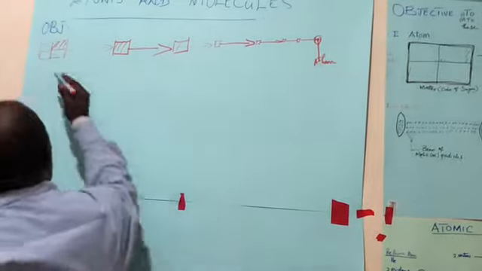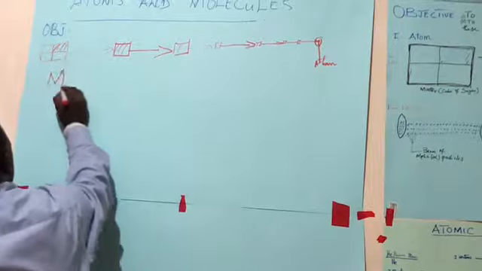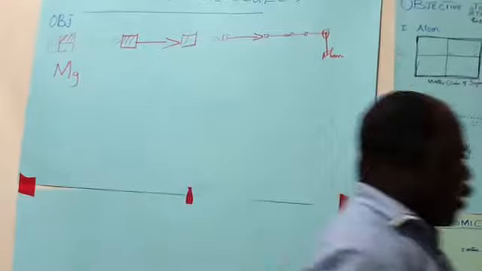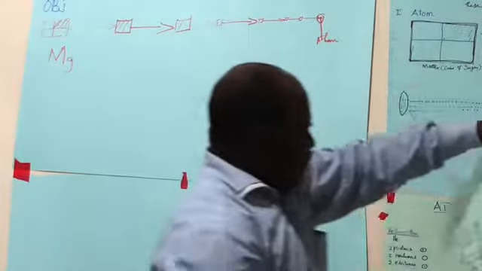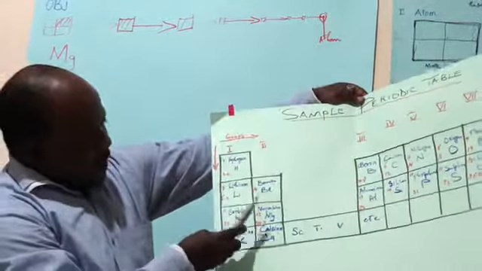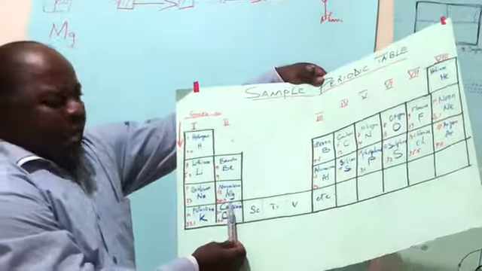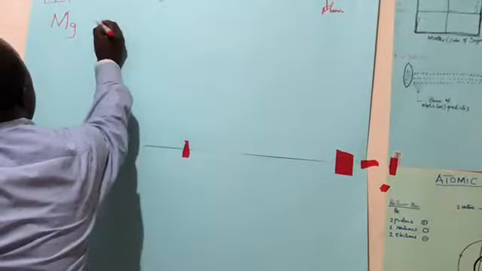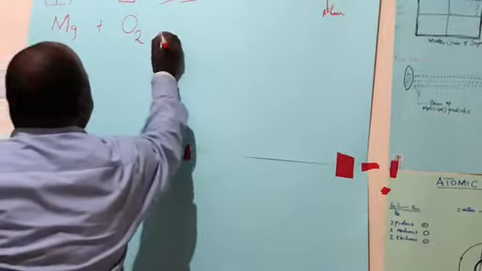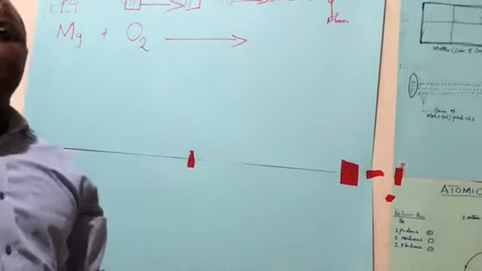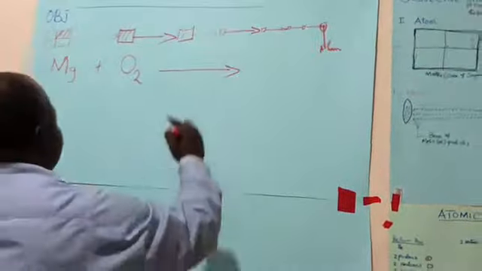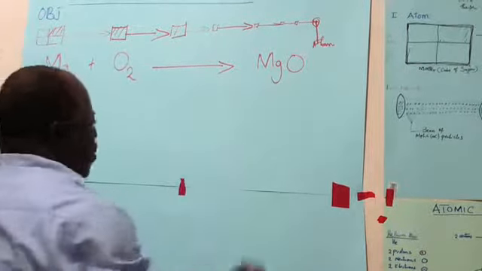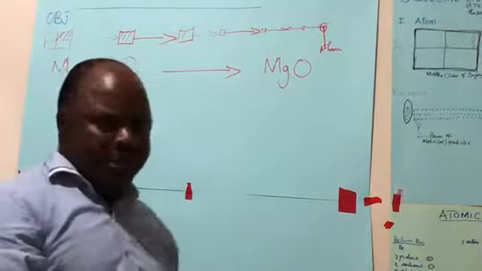Then, for instance, magnesium of group 2. This is magnesium. Magnesium is an example of a group 2 element. If magnesium reacts with oxygen of the group 6 element, what happens? They must form an oxide, and the oxide will be magnesium oxide. Now, is the equation balanced? No, the equation is not balanced.